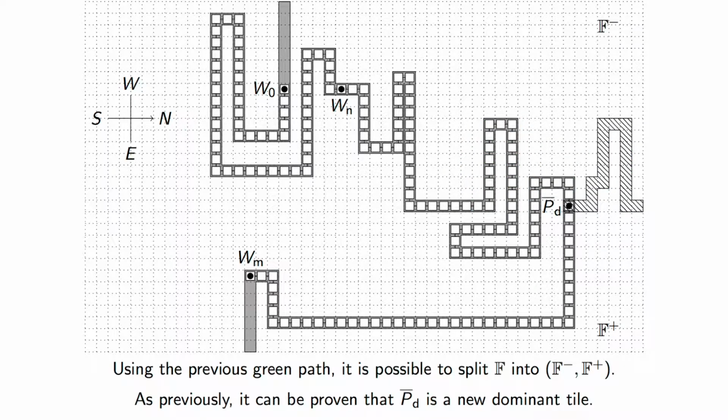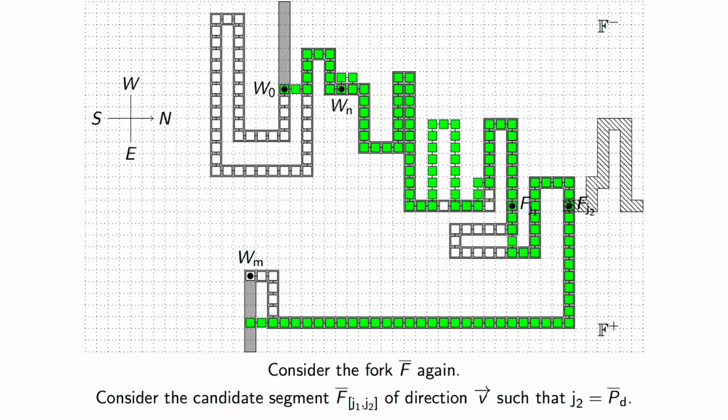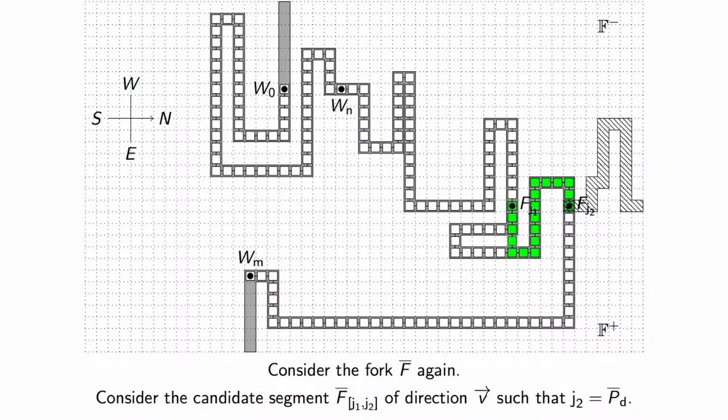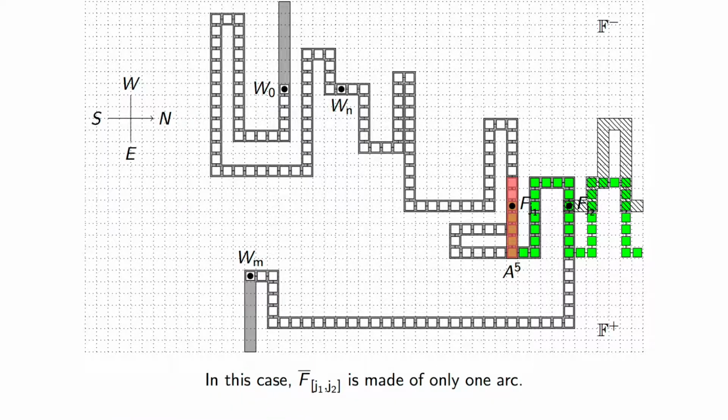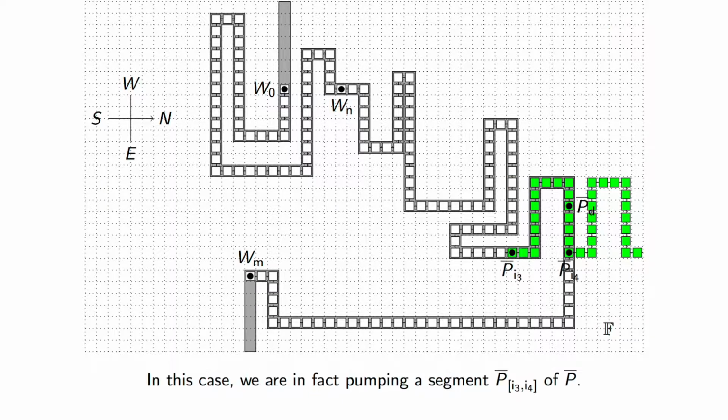The extension of this new path Q splits the free zone into F minus and F plus. Consider again a new candidate segment of the fork F associated to this new dominant tile. And we pump this new segment again. In this case, the extension of the green segment belongs to F plus and the segment of the fork is made of only one arc. In this case, we are in fact pumping the following segment of P. Thus this dominant tile belongs to a pumpable segment of the path assembly P.